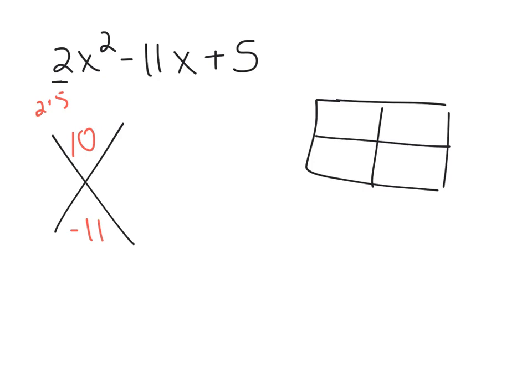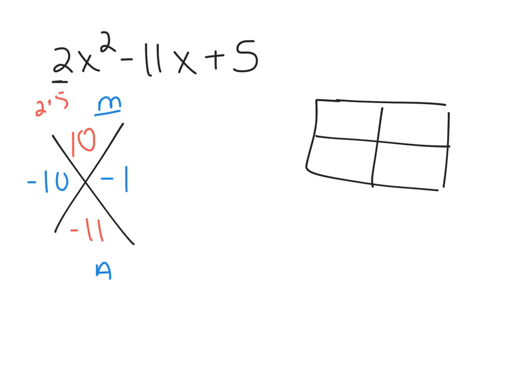So we want to say what numbers will multiply to get you positive 10, but will add to get you to negative 11. And we have negative 10 and negative 1. Negative 10 times negative 1 is positive 10, and negative 10 plus negative 1 will give you negative 11.